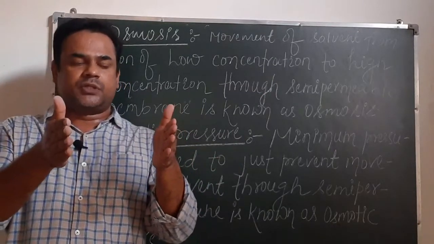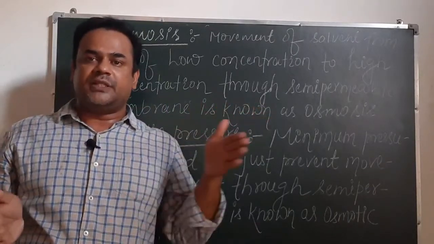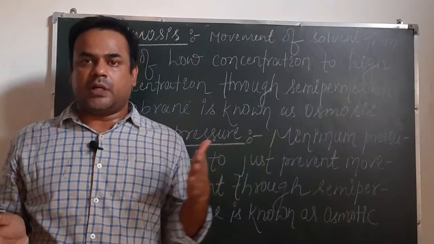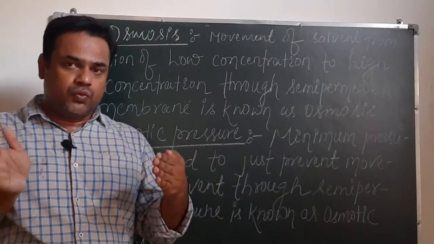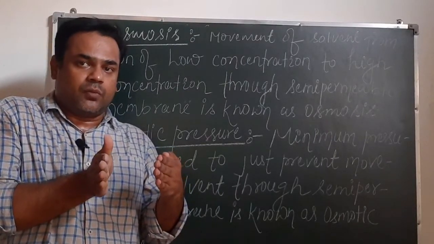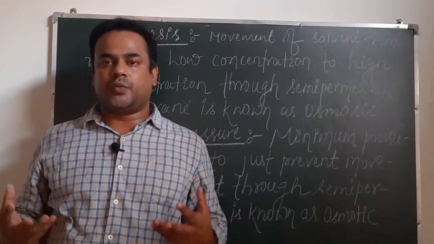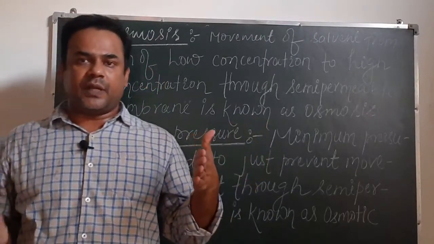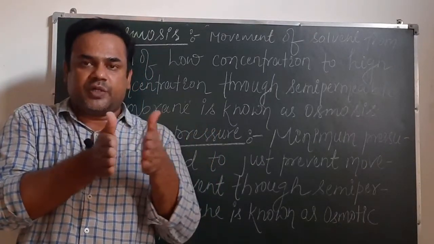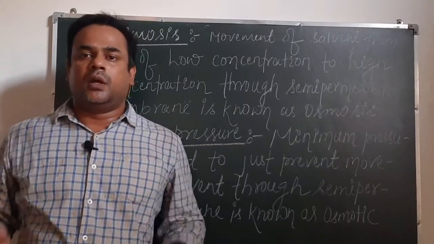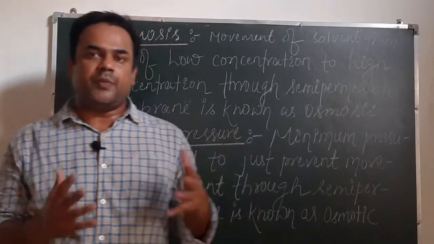Suppose solvent molecules are moving from its region of low concentration to high concentration, then to stop this movement, we have to apply one pressure from opposite side. The minimum pressure we apply from opposite side to just prevent the movement of solvent molecules through semi-permeable membrane is known as osmotic pressure. So whatever pressure we are applying, same pressure is acting from the solvent side also. When these two pressures become equal, there is no movement of solvent molecules from low concentration region to high concentration region through semi-permeable membrane.